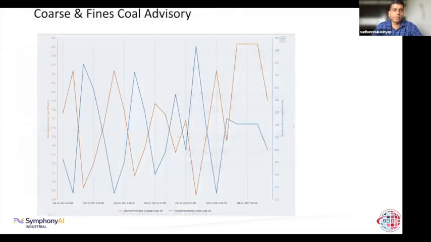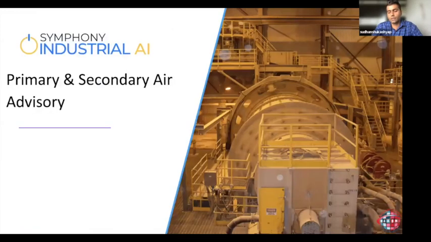So here you could see the recommended coarse coal and fines coal. Overall you want to keep total carbon constant, but since there are variations in the particle size, you want to keep changing the coarse coal and fines coal ratio such that the final mixture of injection coal, which is a combination of coarse and fines, remains the same in terms of particle size distribution, such that you have very good even distribution throughout the kiln.